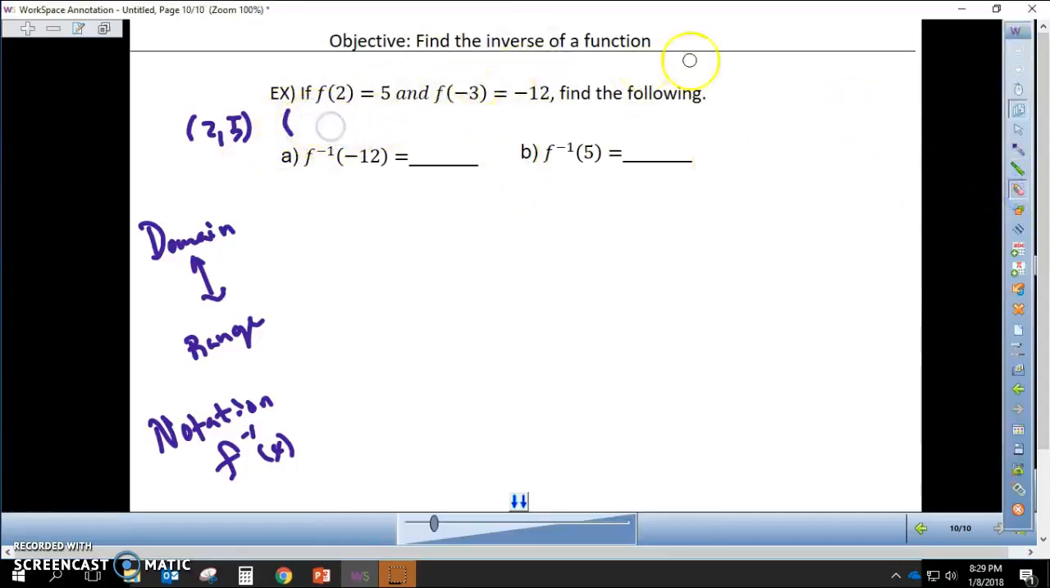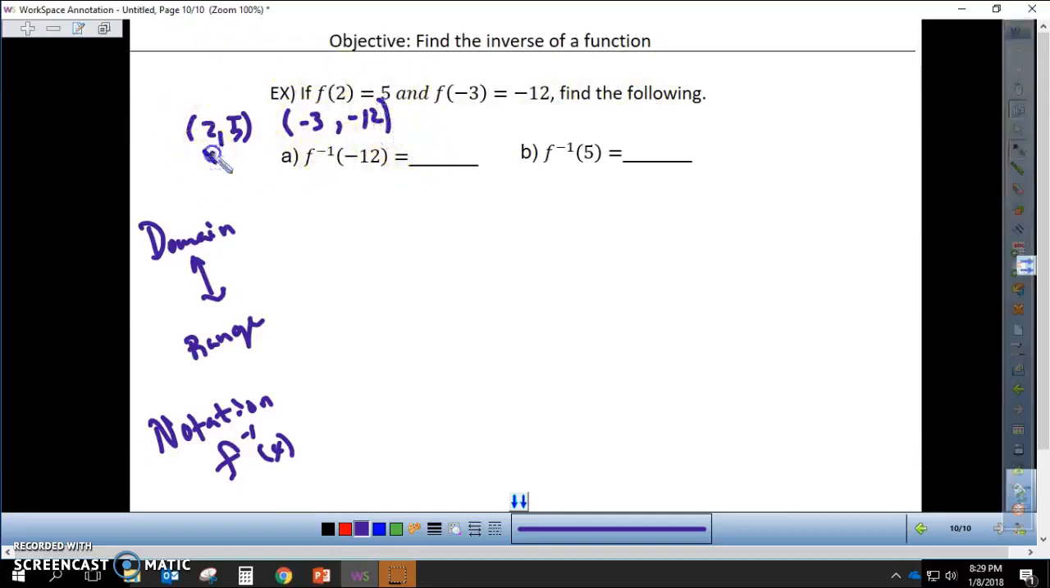I'm going to redo that. So if f of -3 is equal to -12, what is the following? So they give you these ordered pairs here, right? Here's an x, here's a y. Okay, they say, what is f inverse of -12?